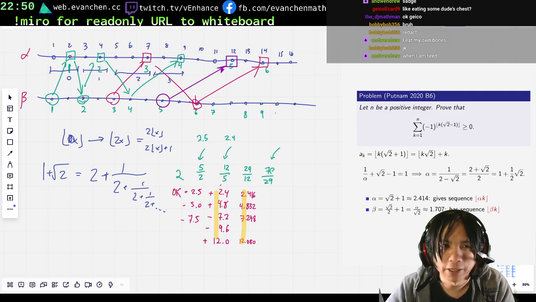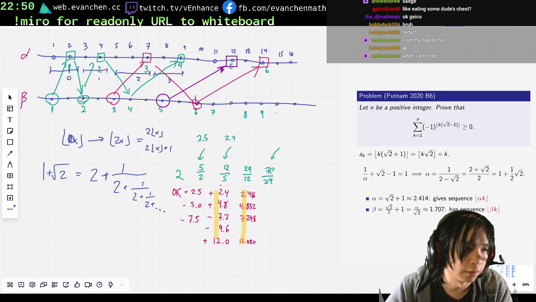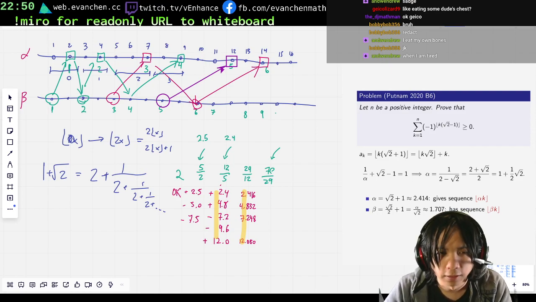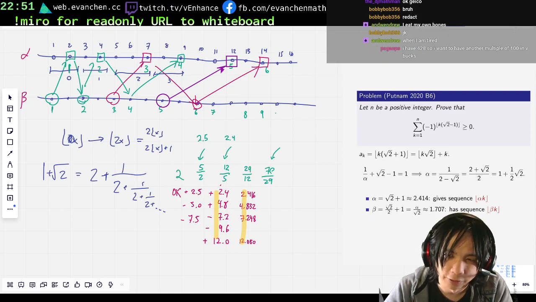I would be happy if it turned out that the only thing we needed about this thing was that its continued fraction convergence does a good thing. If that turns out to be true, I am so happy. I don't think it'll be true, but it's worth a shot because I'm out of ideas.